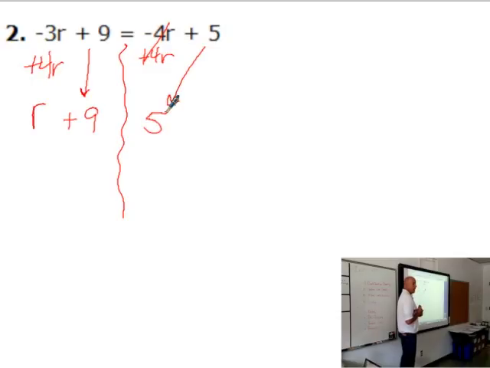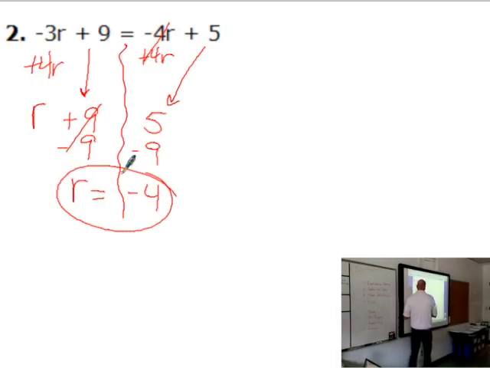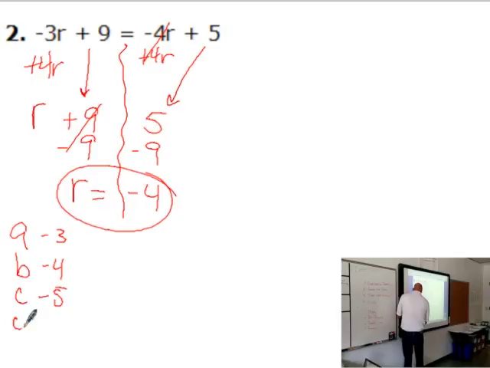And our last step in step 3. Subtract what? Yes. 9. Subtract the 9. So 9 minus 9 is 0. R equals, and then what's 5 minus 9? -4. Negative 4. Okay. So that is the answer. So if you had A is -3, B -4, C -5, and D -6, your answer selection would be B.